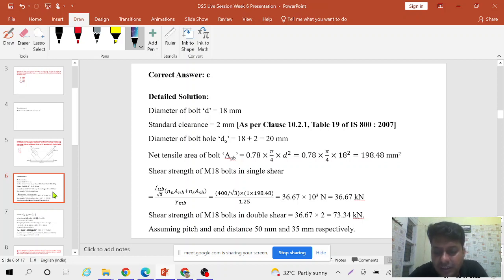Do you remember the formula? Yes, sir. Or should I tell you? 2.5 kb dt fu upon gamma mb. Yes, correct. So please put all the values.